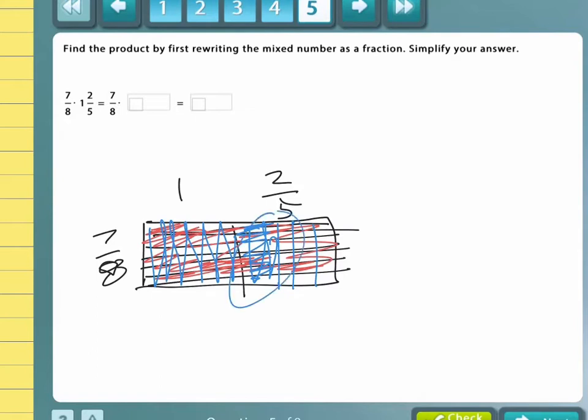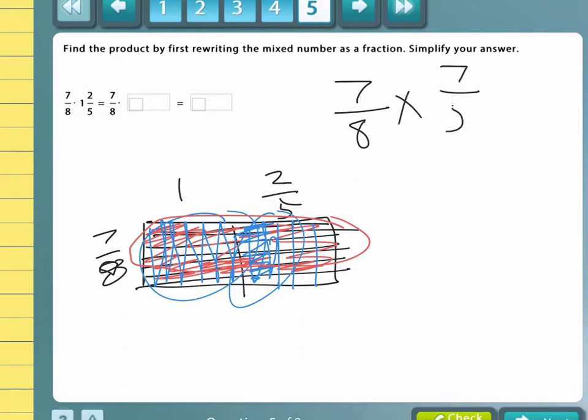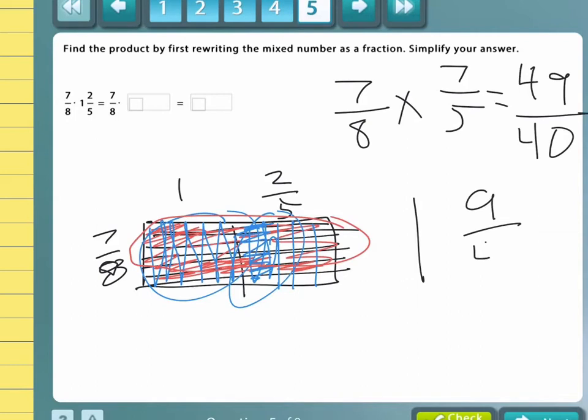I shaded in 2/5 of the second square, the whole of that square, and then I shaded in 7/8 going this way. Now doing the multiplication, changing them into fractions. 7/8 times parts times wholes plus parts is 7/5. And I multiply across, and I end up with 49/40. Simplify that. 40 goes into 49 one whole time. There's 9/40 left over. So this changes into 7/5, and you multiply those across to get 1 9/40.